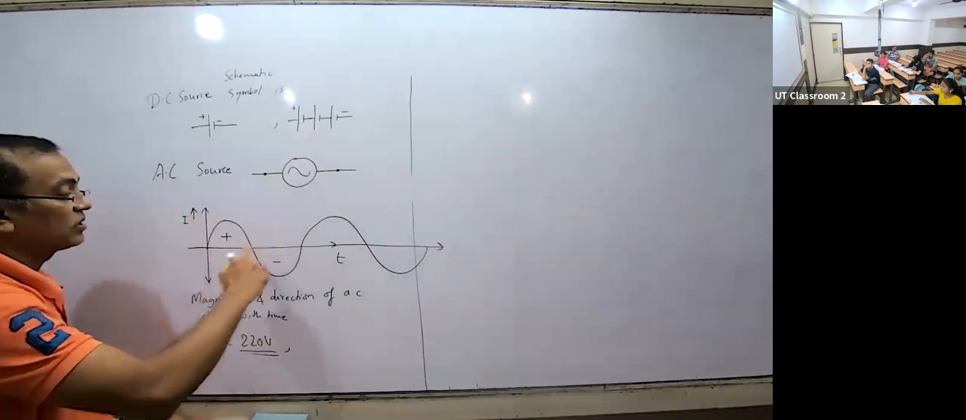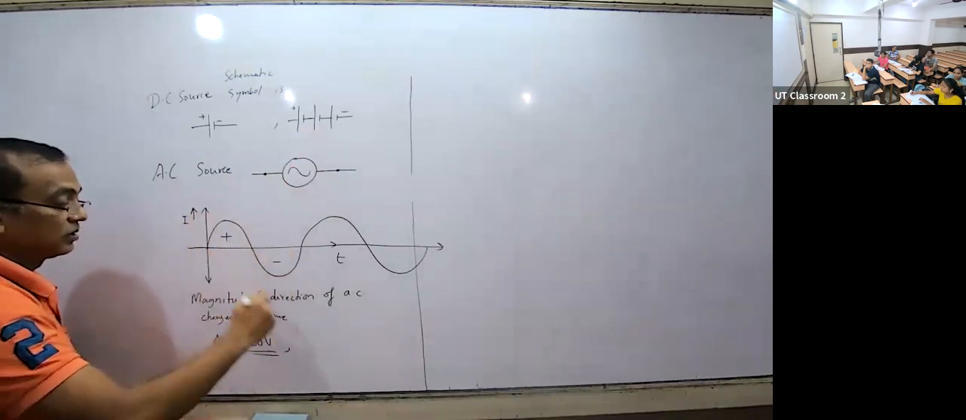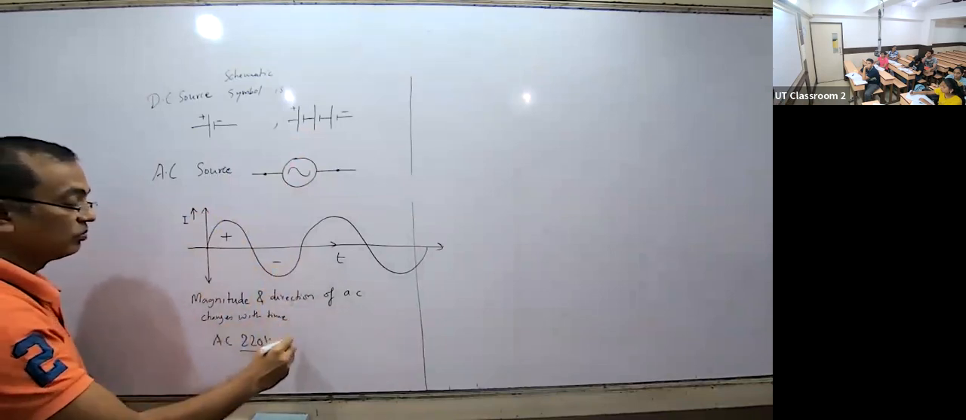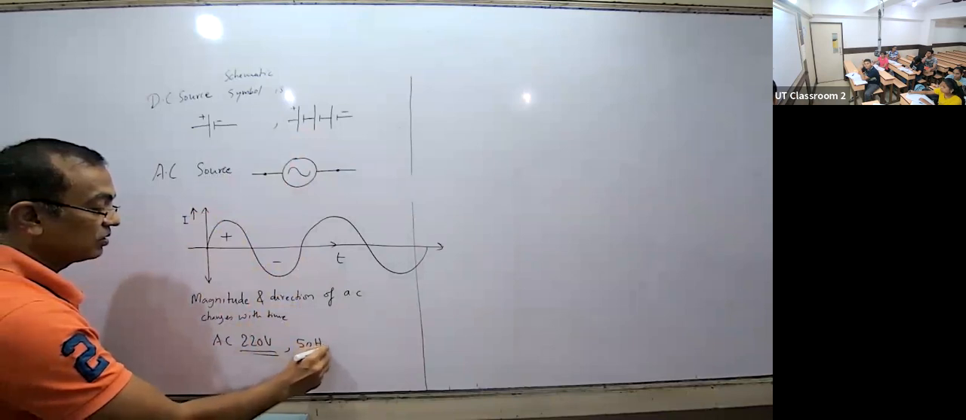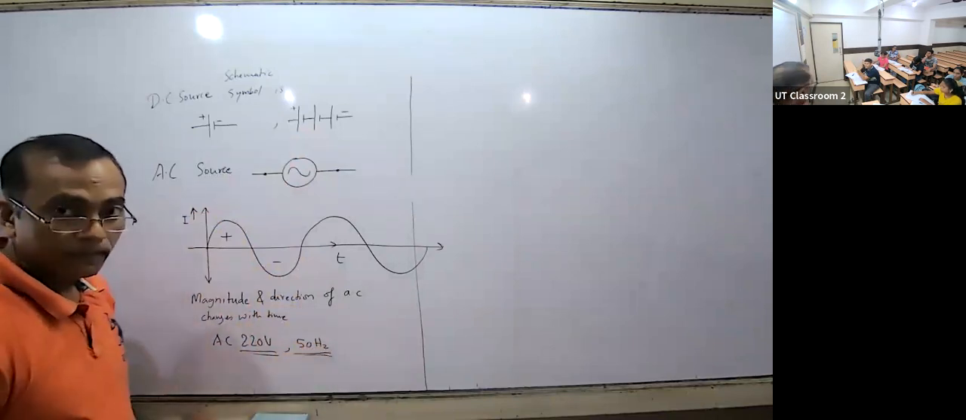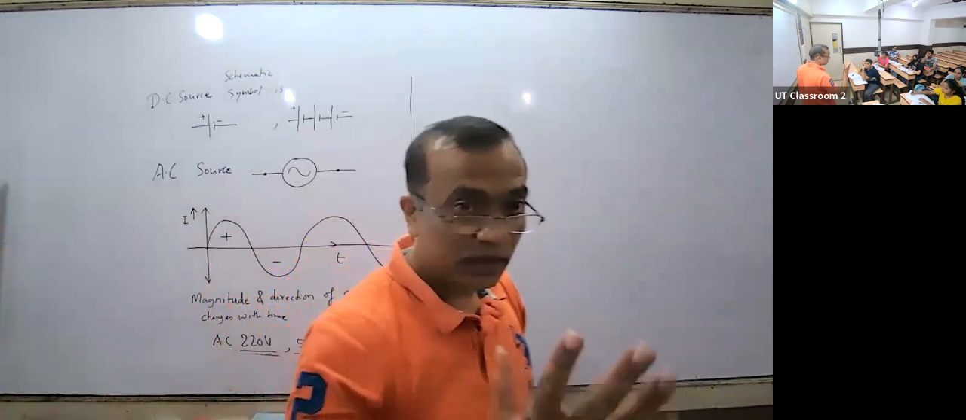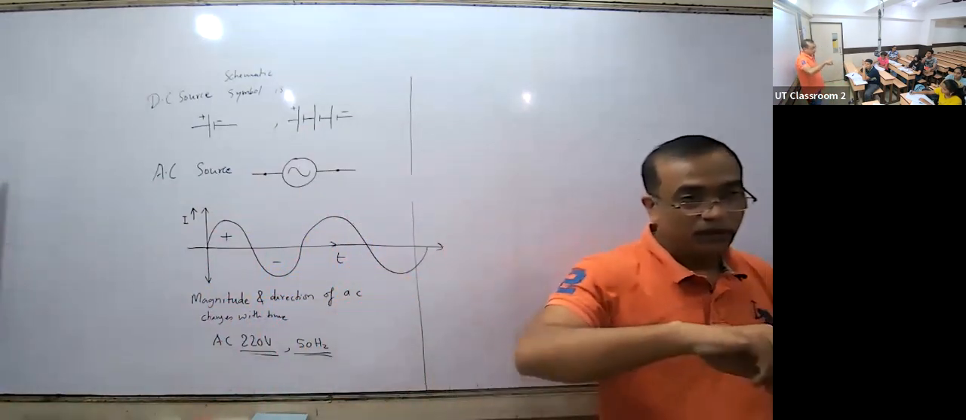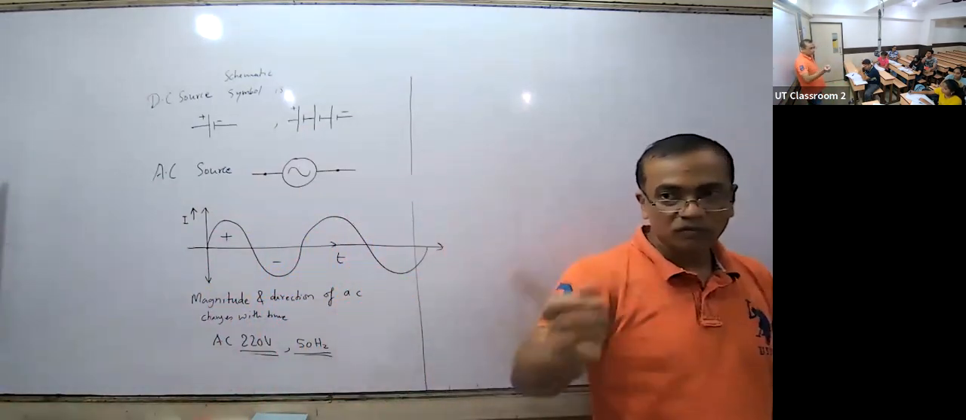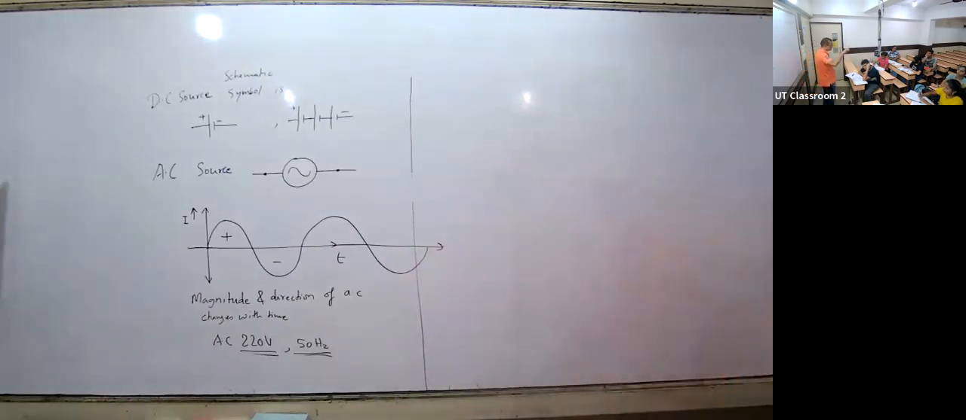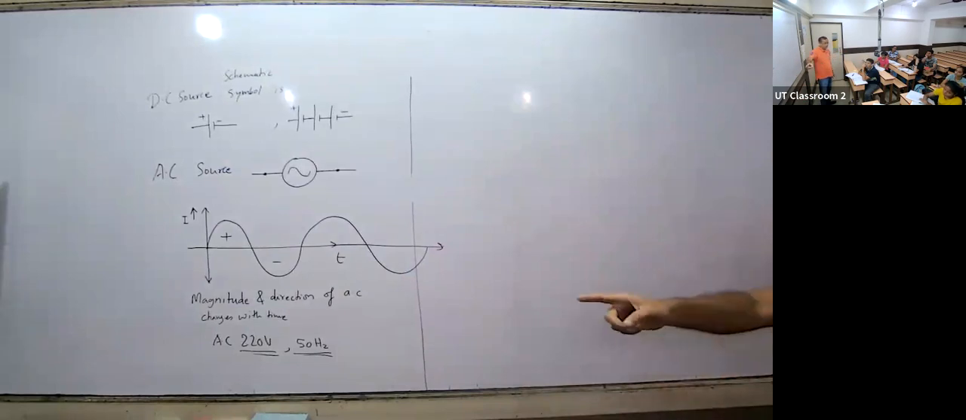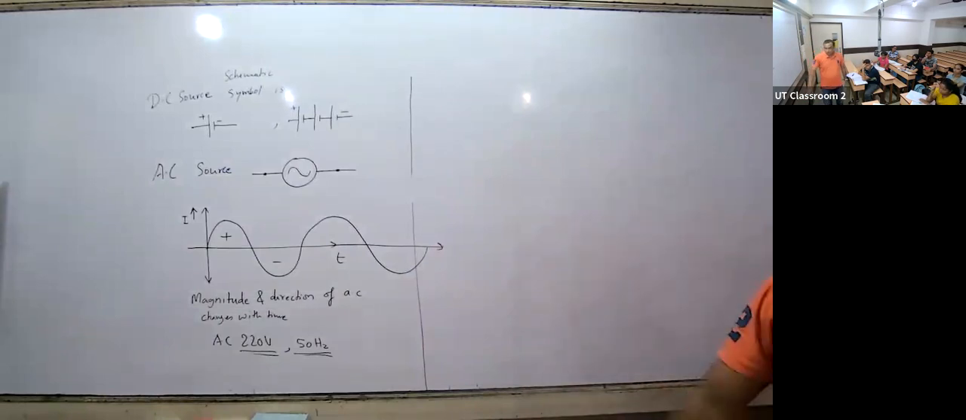How many cycles? This is one cycle. Right now it has 2 here, but what we get at home is 50 cycles per second. It is called hertz. So the polarity changes 100 times in 1 second. Plus to minus, plus minus, plus minus. Because one cycle has one plus and one minus, and there are 50 such cycles per second, the change happens 100 times. Is it clear? So this is AC.